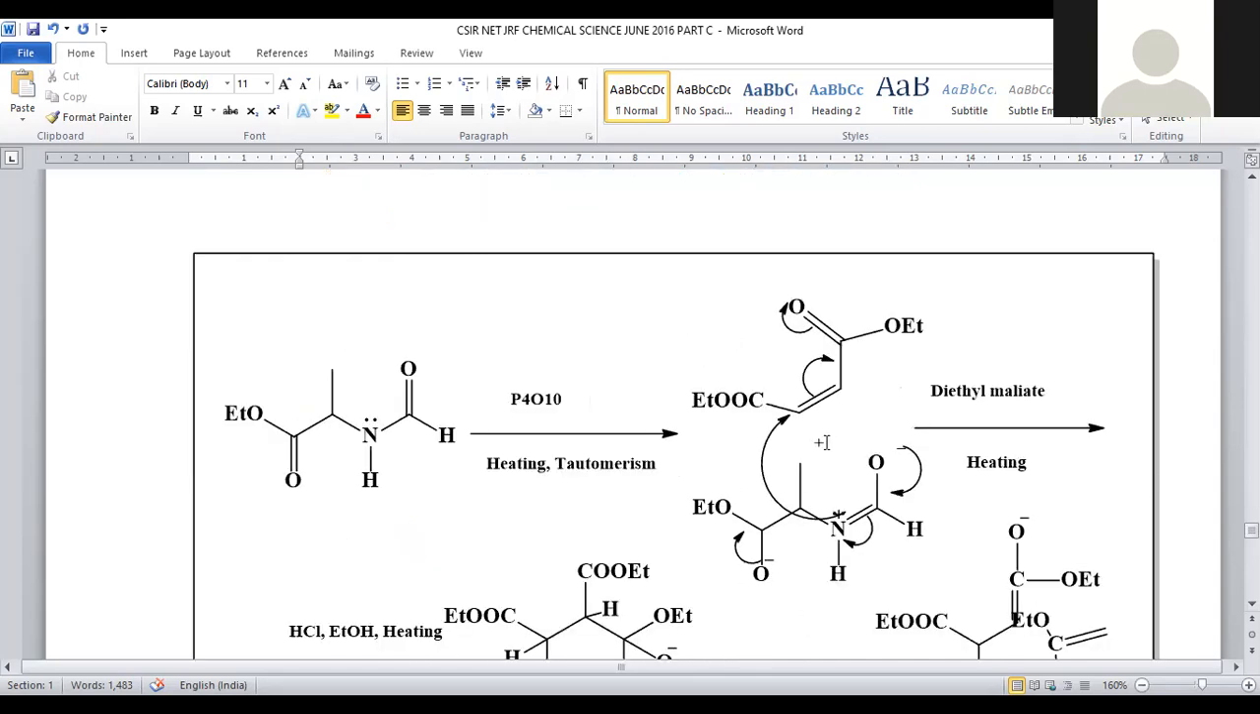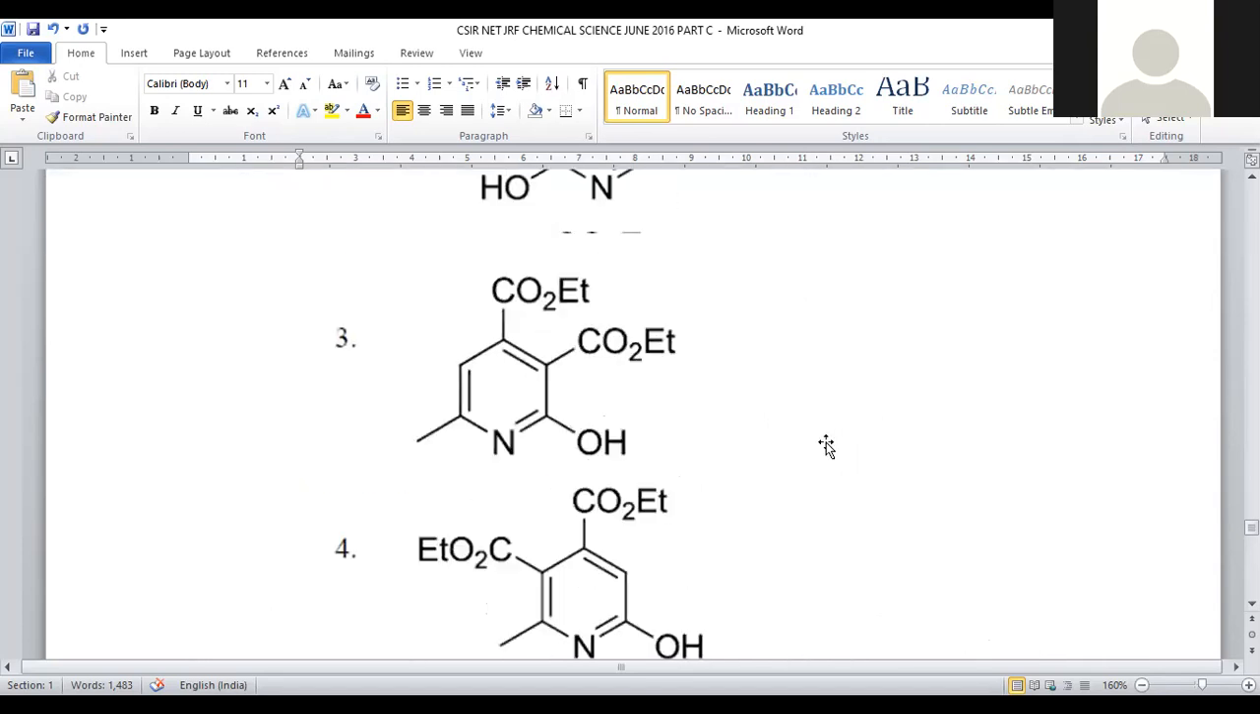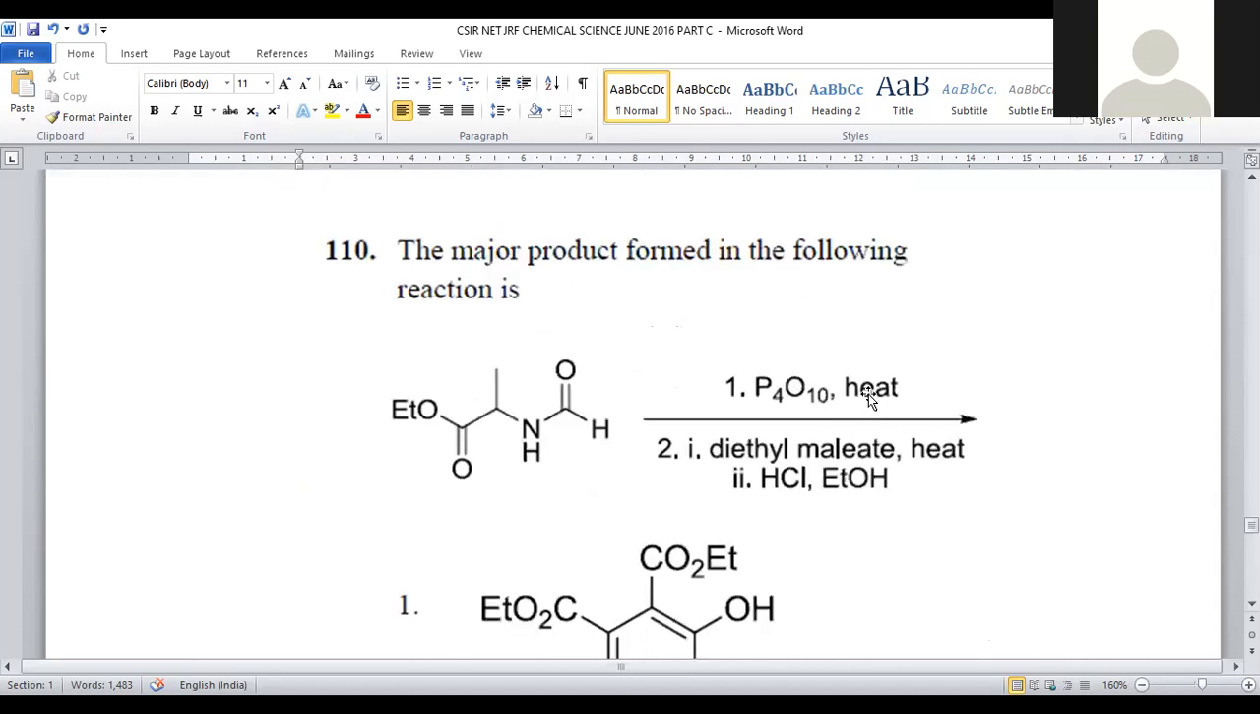P4O10 is the dehydrating agent. Okay, so P4O10 is added and subjected to heating. And the second reagent, another reagent, is diethyl maleate.